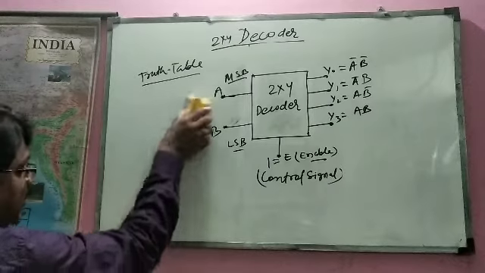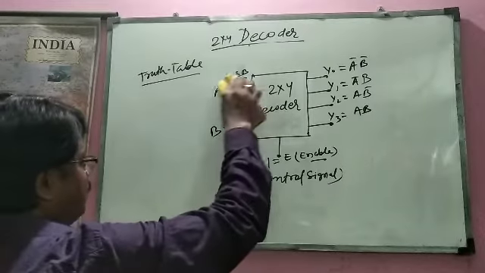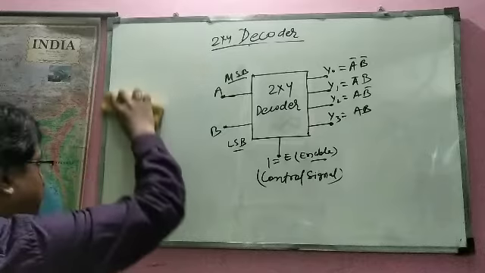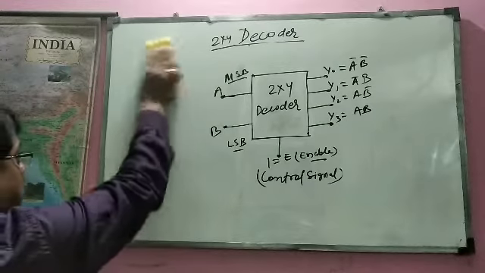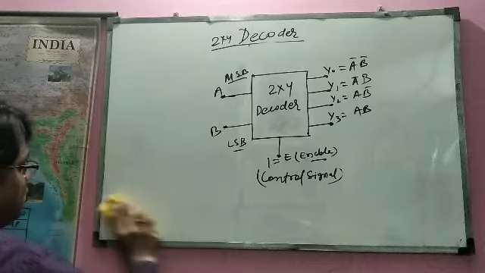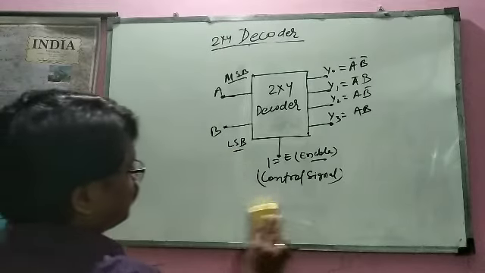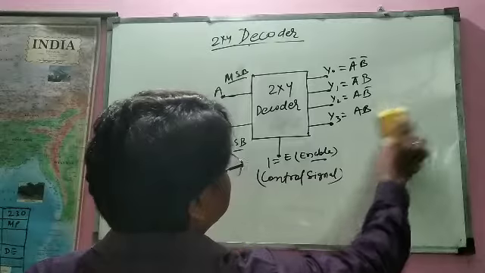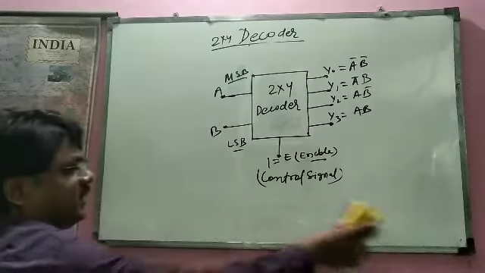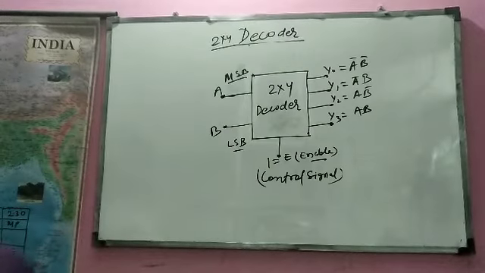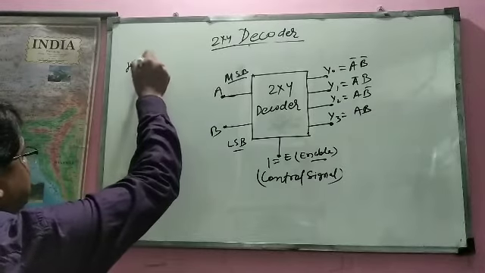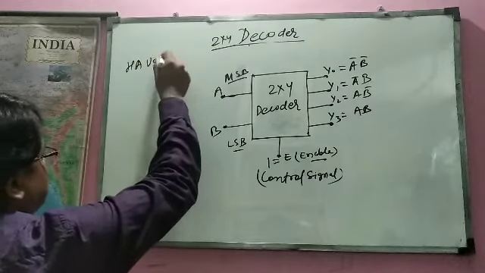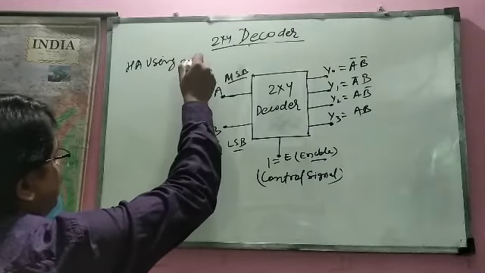So whenever you want to design the circuit of any logic gates, any circuit, first of all write the truth table. Write the truth table. Once your truth table is written, the digital circuit is designed. Now we will see half adder using 2:4 decoder.